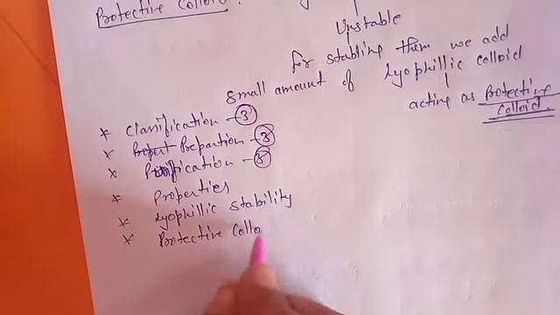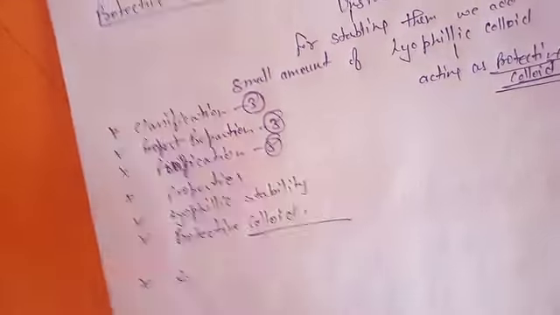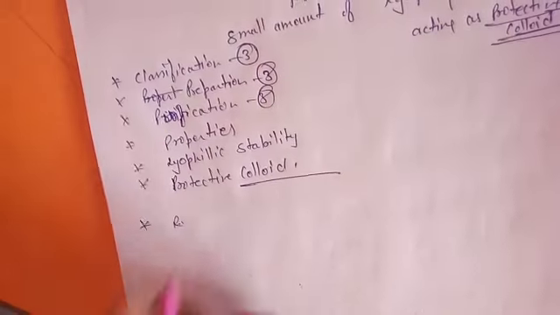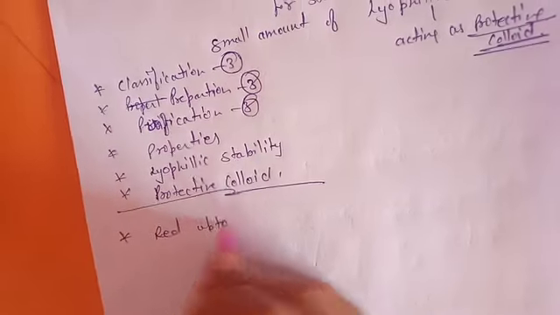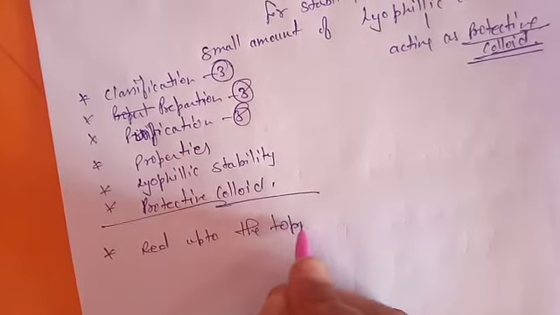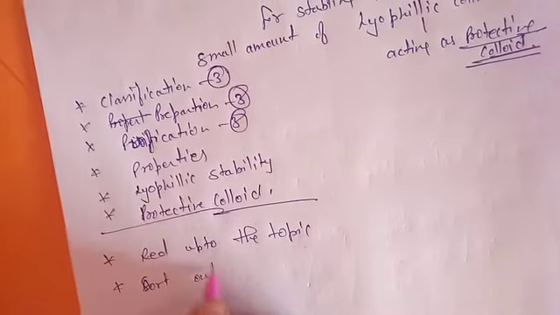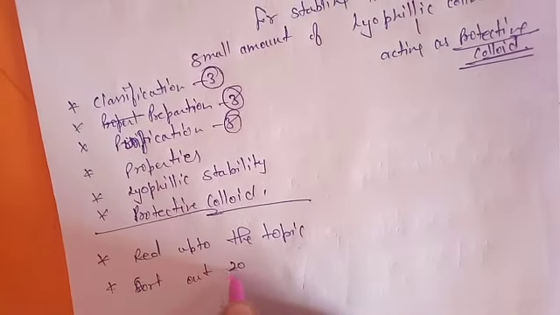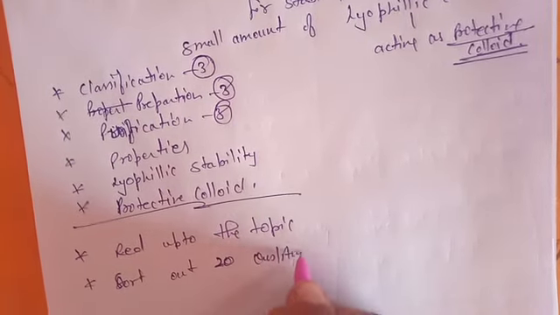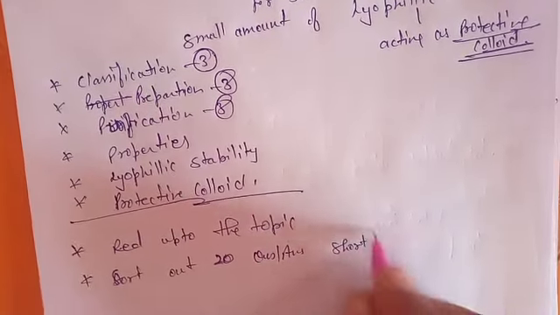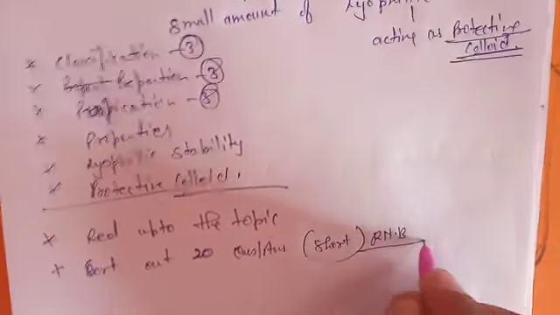Okay, so today is your homework. Our colloids chapter ended today. We will start emulsions tomorrow. So you will read up to the topic we did and sort out 20 questions. Today I am giving you 20 short-type questions and answers to write in your rough note. Okay, thank you.